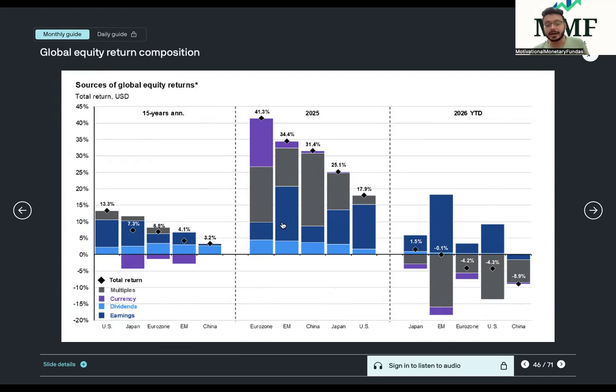Earnings, barring India. In China, it had been a major story of multiples. The earnings were closer to negative. Japan had been a story of both the multiples as well as earnings. The US markets again earnings despite the higher valuation.